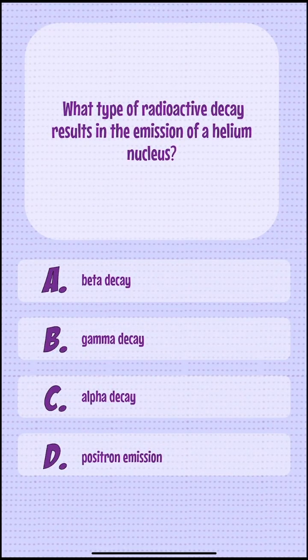What type of radioactive decay results in the emission of a helium nucleus? Quick answer here, guys. Let me know, vote your answer and tap on the screen a few times. Helium nucleus. So remember, we had one which is a helium nucleus, we had one which was an electron, and we had one which was an electromagnetic wave. So it's one of these. It's going to be C, alpha.